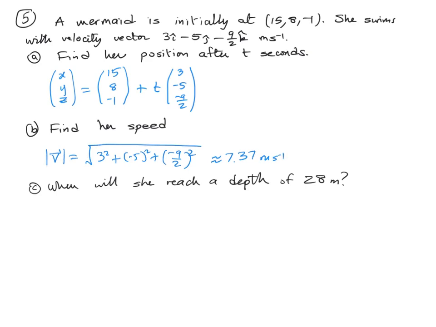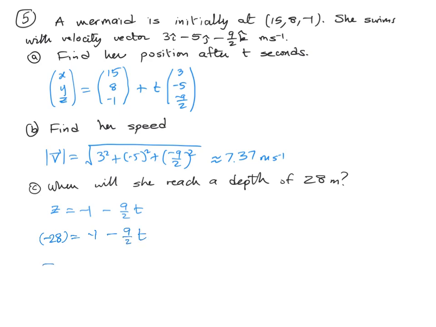And then the final question is, when will she reach a depth of 28 meters? So depth is the z component, and a depth of 28 would actually mean that she reaches negative 28 as far as the z coordinate is concerned. So let me just focus on the z parametric equation. So z equals -1 minus 9 halves t, and I want z to equal negative 28. So negative 28 equals -1 minus 9 halves t.